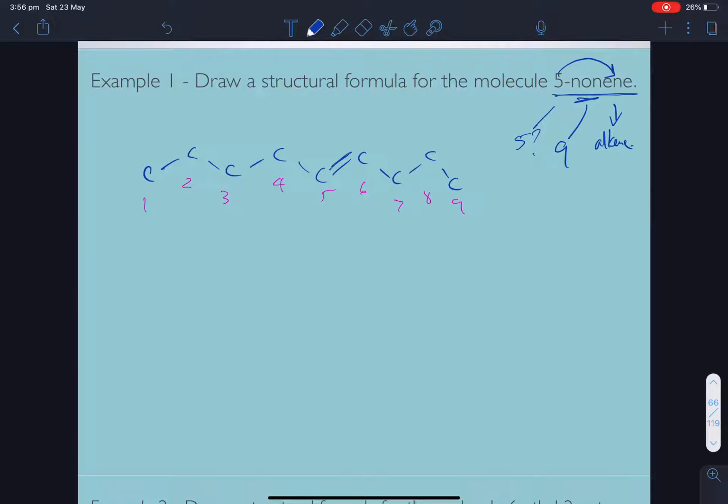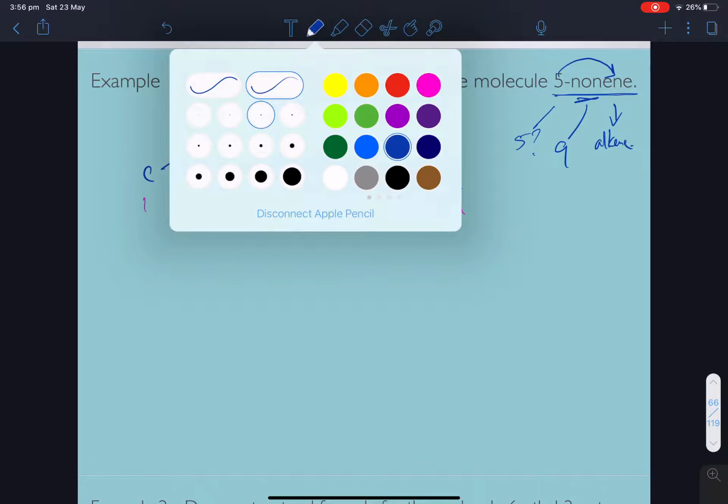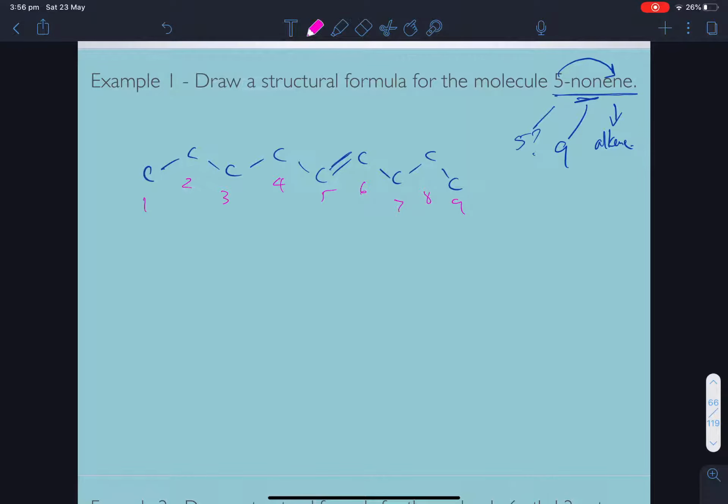So between the 5 and the 6, I'm just thinking here, if you numbered it around the other way, let's check if I've made a terrible error. 1, 2, 3, 4, 5, 6, 7, 8, 9. Oh. Now what I'm going on about here is, because I made up this example, it's terrible.